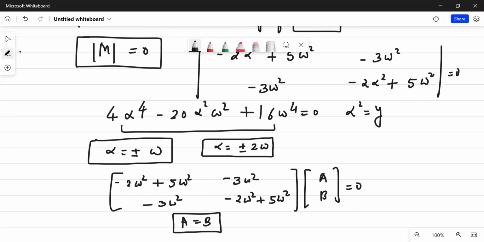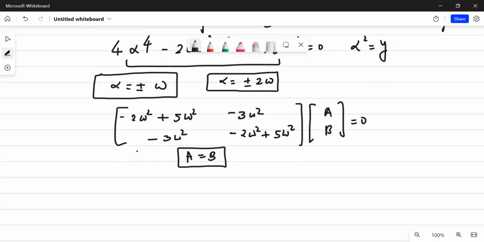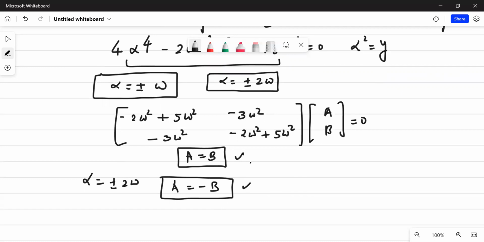And similarly, if you try to find it corresponding to alpha equal to plus minus 2 omega, you will get A equal to minus B. So at times in the theory of oscillation, this is called your symmetric mode. This is called your anti-symmetric, your out of phase mode. This is your symmetric, and these we'll study later on. But right now I'm just doing the mathematics part of it. Is that clear? Or is that not clear?